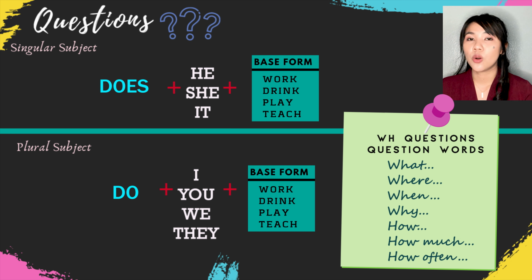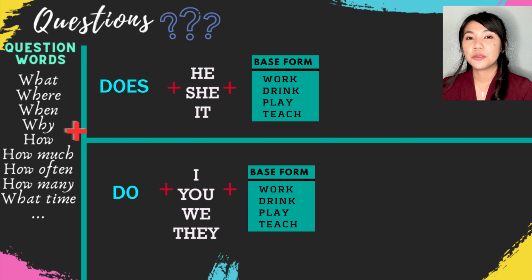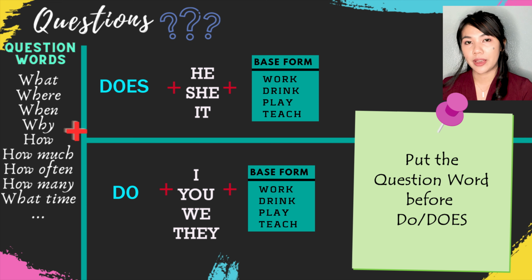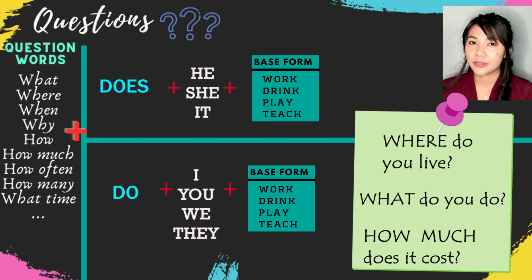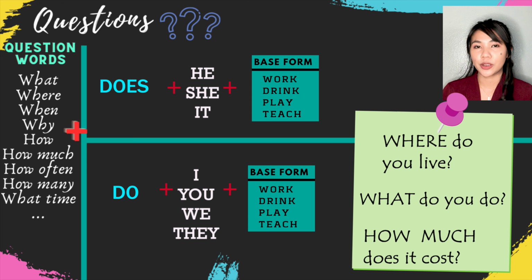Another important point is that sometimes when we ask questions, we use the WH questions or question words such as what, where, when, why, how much, how often, and many more. When using these question words, we will just follow this pattern. Question words plus do or does plus the base form of the verb. To make it easier to understand, just put these question words before the question pattern. For example, where do you live? What do you do? Don't worry if you have different kinds of question words that you want to use. Just put them before the question pattern.